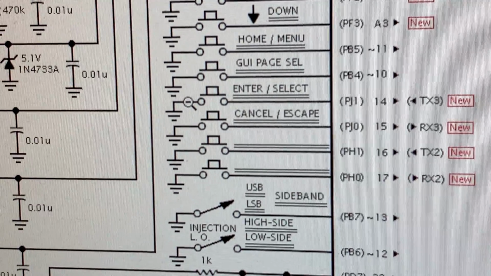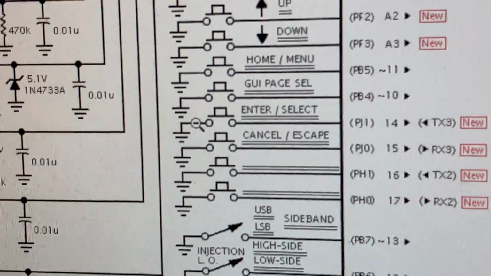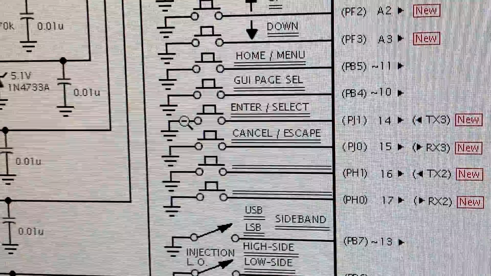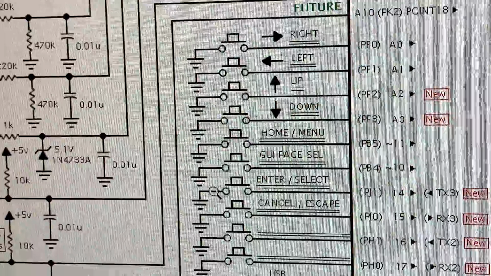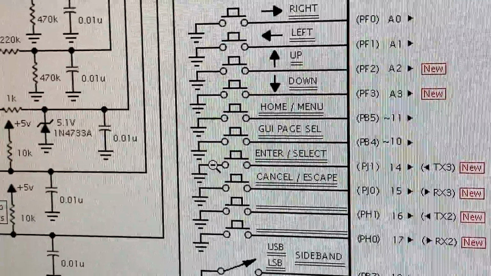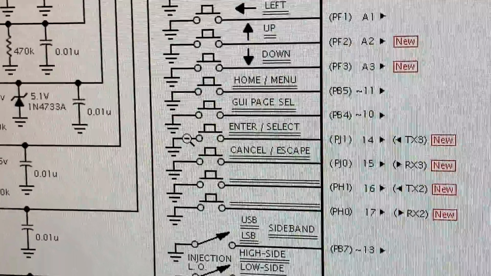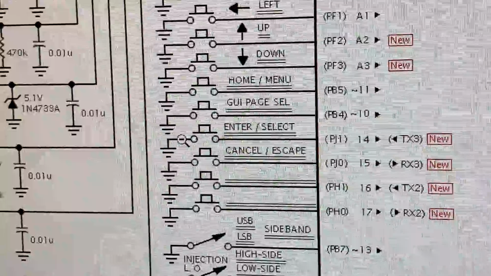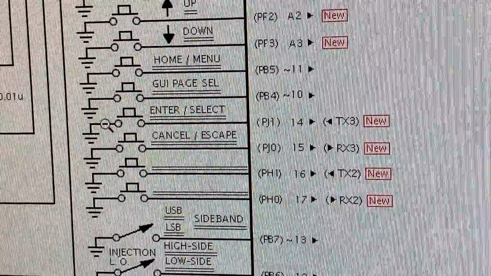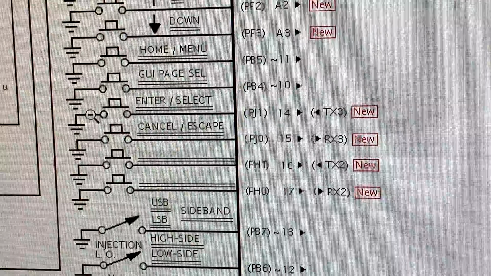So we have 2 left for future expansion, and then the enter, select, and cancel escape buttons. The other ones are all wired the same, so there's no changes there. So if you wanted to actually implement this new menuing structure, you would have to wire in at least the 2 additional push buttons onto digital lines 14 and 15 on the Arduino Mega.